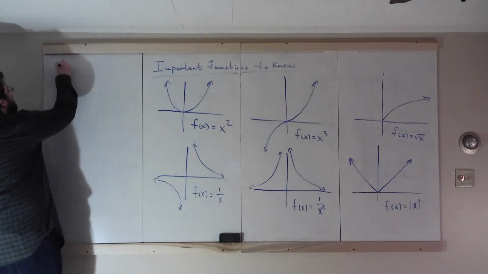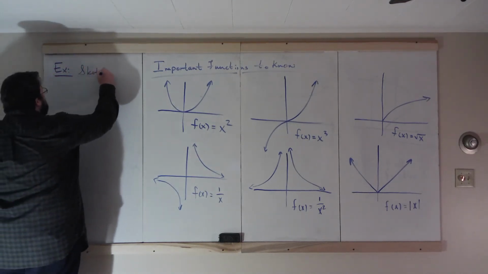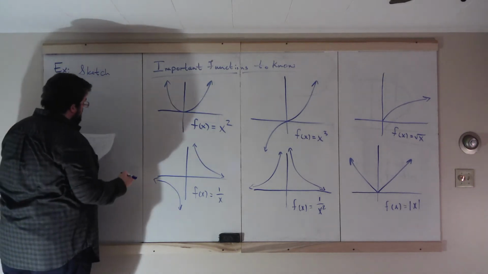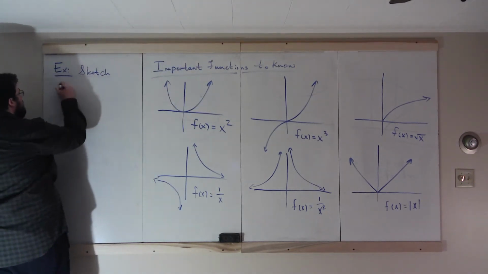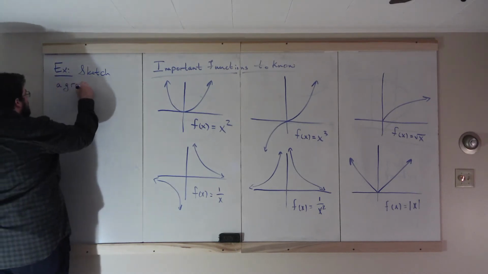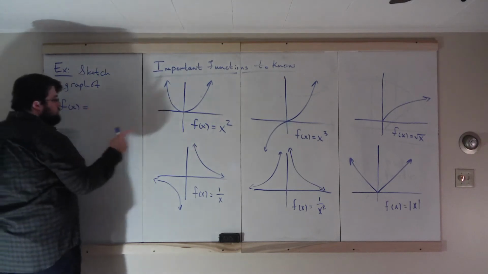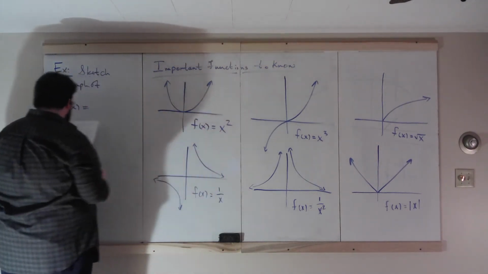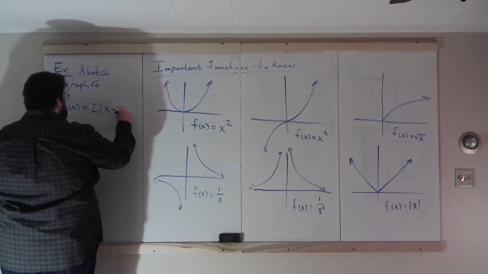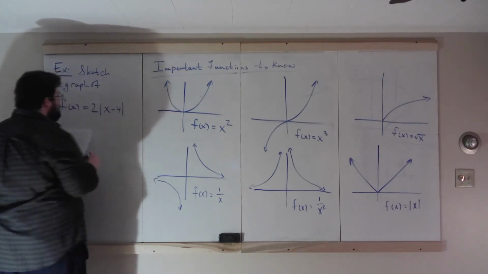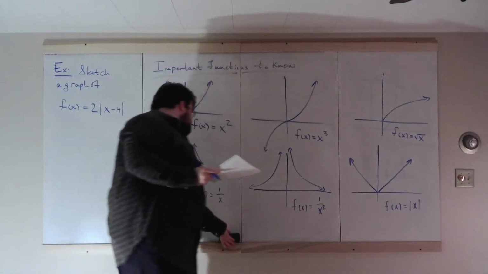Example. Sketch using graph transformations is what we're going to use. I'm not going to write that, but sketch using graph transformations a graph of f of x. Let's use the absolute value as our main function. 2 absolute value x minus 4. So we have 2 times absolute value of x minus 4.